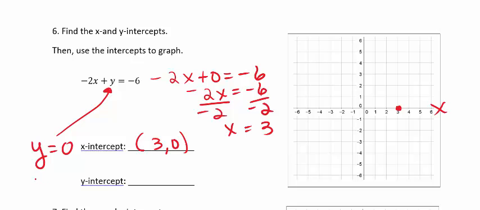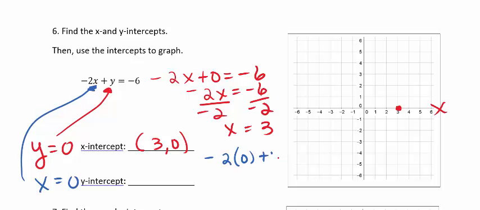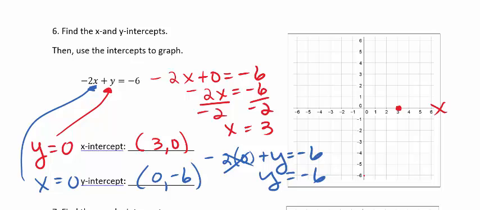To find the y-intercept, x is equal to 0, so we're going to plug that in place of x in this equation, and we're going to get negative 2 times 0 plus y is going to equal negative 6. Negative 2 times 0 is 0, so we just get y is equal to negative 6, and we put those two values together to come up with our ordered pair of 0, negative 6. We can plot that point right here on the y-axis. So here I've connected the points and graphed the line using the intercepts.